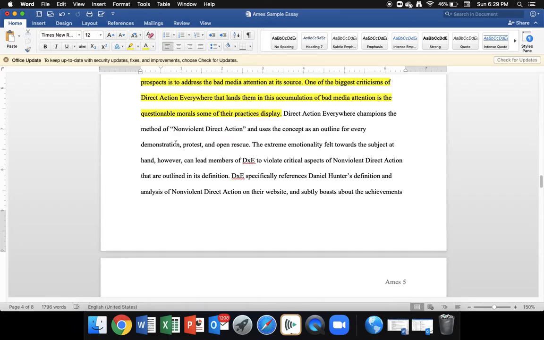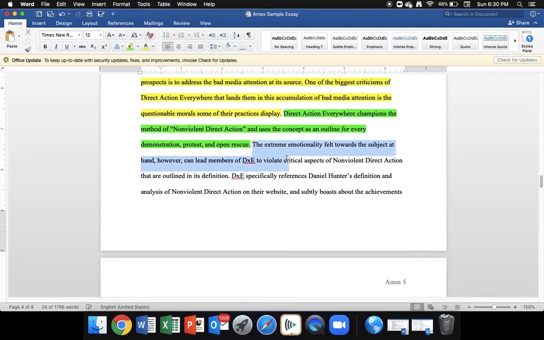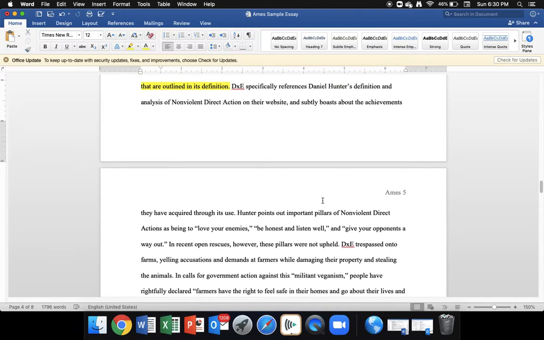outline for every demonstration, protest, and open rescue. The extreme emotionality felt towards the subject at hand, however, can lead members of DXC to violate critical aspects of nonviolent direct action that are outlined in its definition. So here she shows she understands that they do have guidelines that should keep them out of trouble, but she asserts that they are not able to continue to display those because they are so passionate about it.